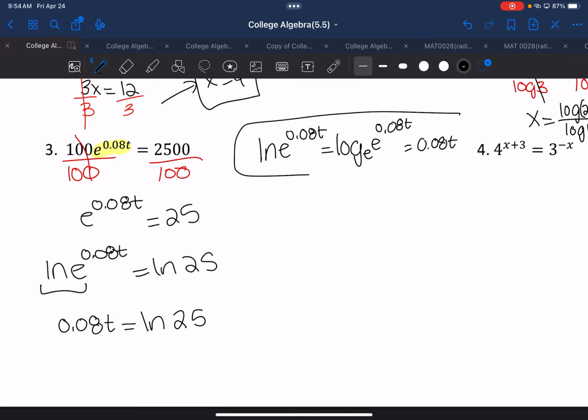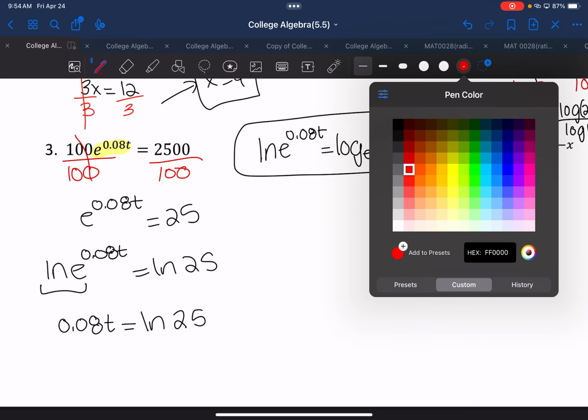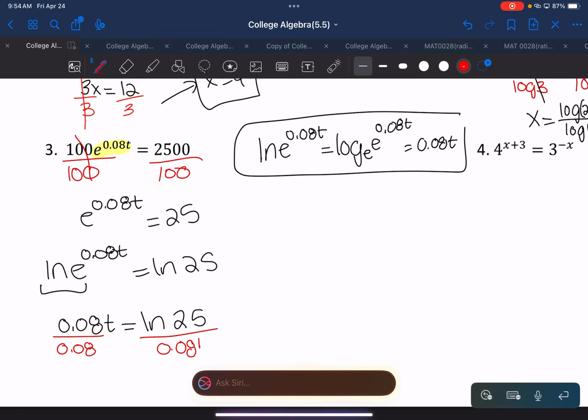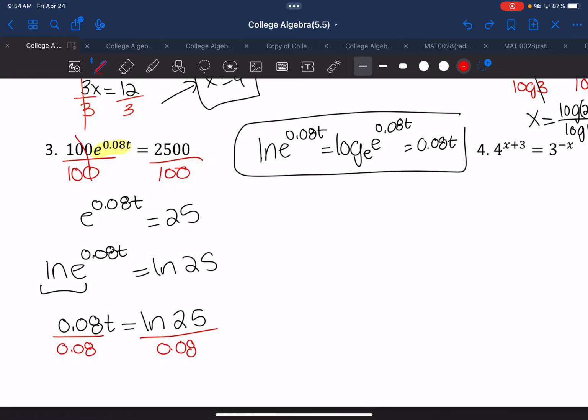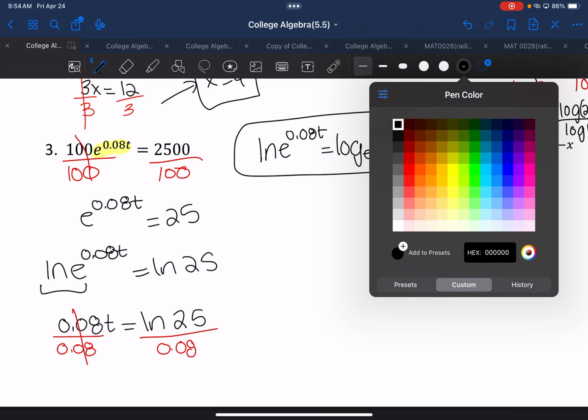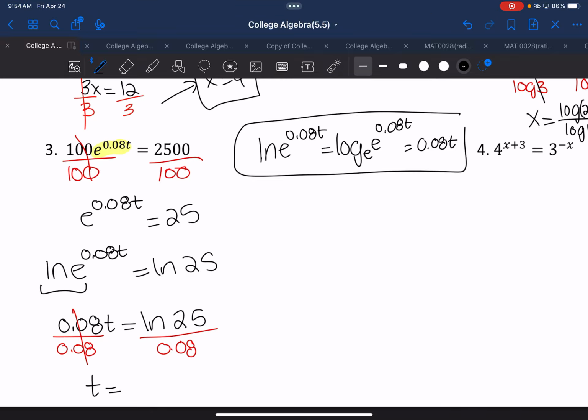Okay, so from here, I can just divide both sides by that 0.08 to get the t by itself. So t would be equal to ln of 25 divided by 0.08. So again, I can just type this. If they wanted an exact answer, I would just leave it just like that.